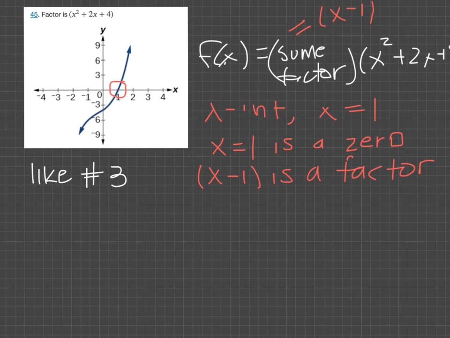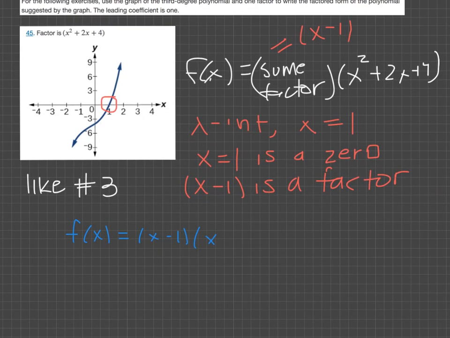So we can write down our function f of x equals x minus 1 times that factor that was given, x squared plus 2x plus 4. And we don't need to multiply it out. We can just leave it like that, and that's our answer.